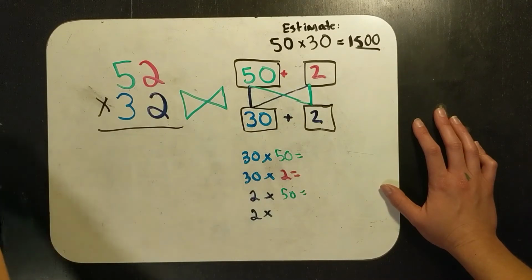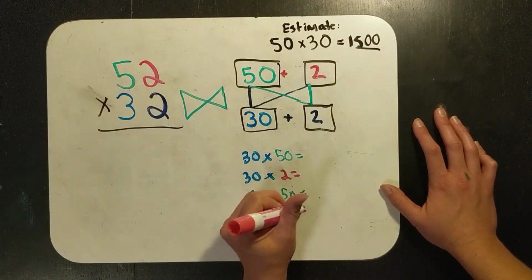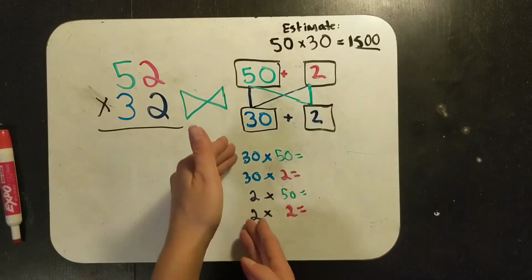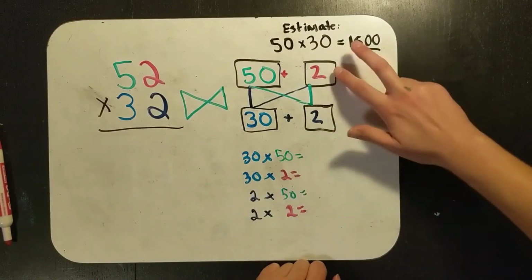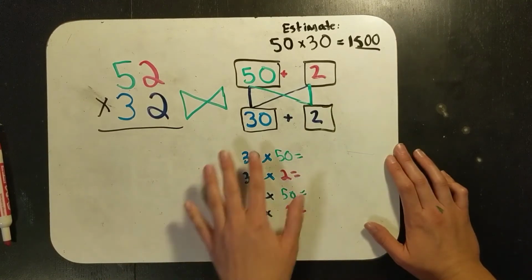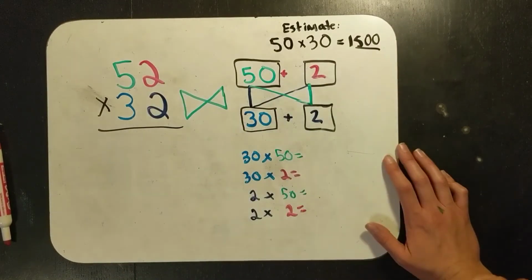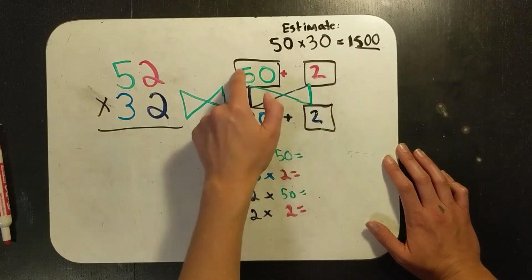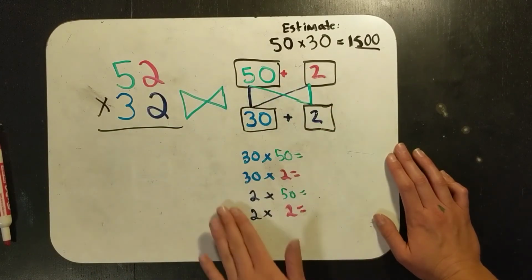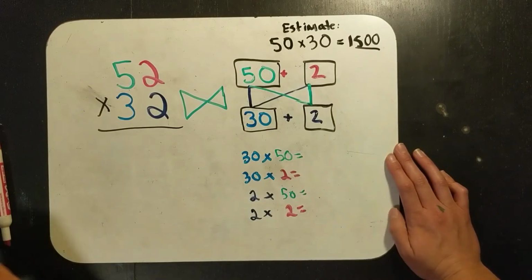So you can see here that I have the blue and the blue. This is one team. And then I have the green and the pink. The 50 shows up twice, the 2 shows up twice, the 30 and the 2. Everyone is fighting each other on the other team. It makes a bow tie. Now you're just going to solve all of these, and whatever you get, add them together.